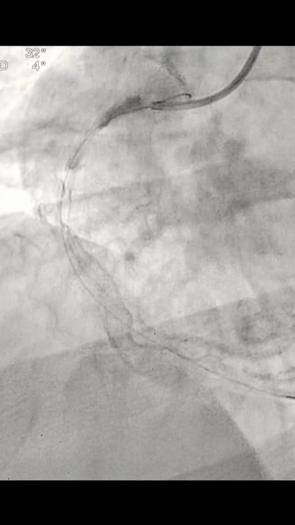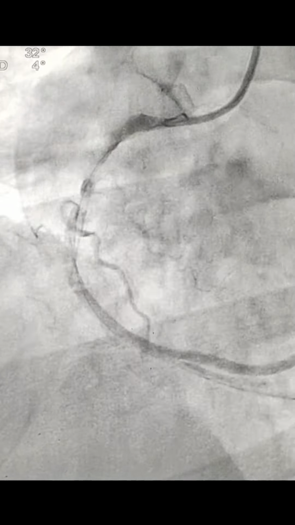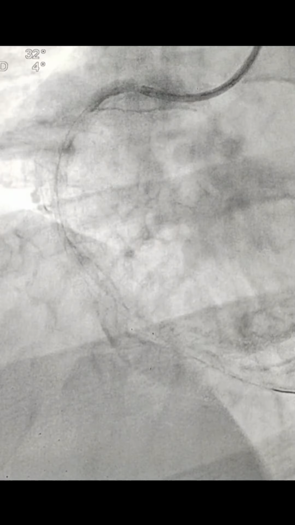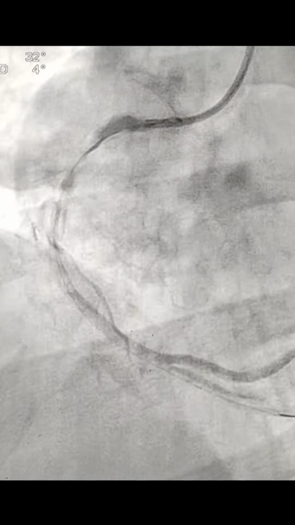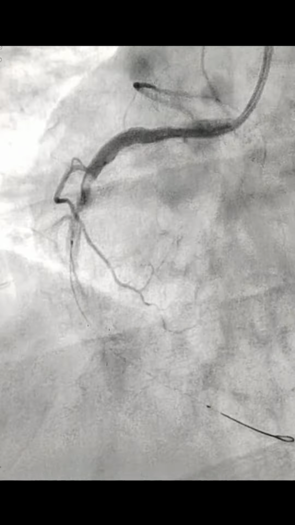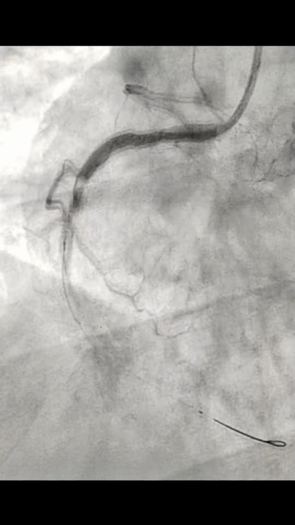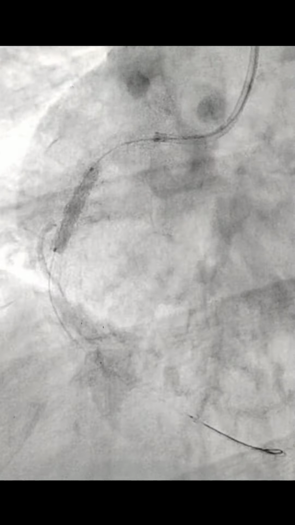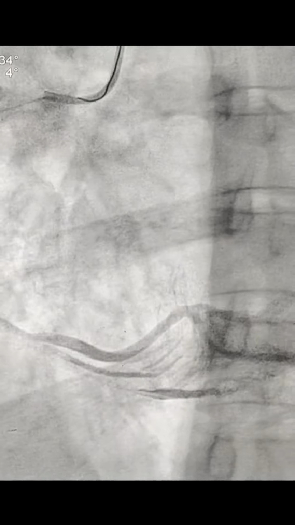But as usual, there was no support in this large RCA with the JR, so I needed to change the catheter, and we changed the catheter into a 3D RCA guide catheter. This is the 3D RCA, and it almost engaged very well. And then we placed the stent right from the thrombotic occlusion, and then deployed the stent. The stent was 3.5 into 24 and deployed at 14 atmospheric pressure. And this is the picture after the stent deployment. RCA has opened up.